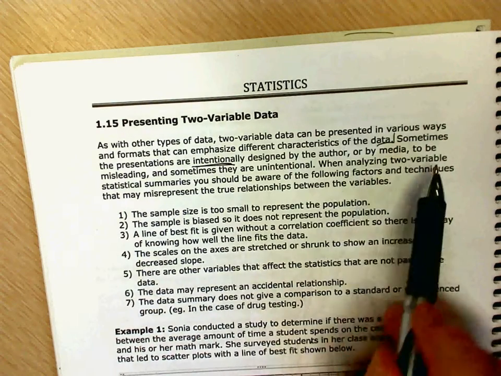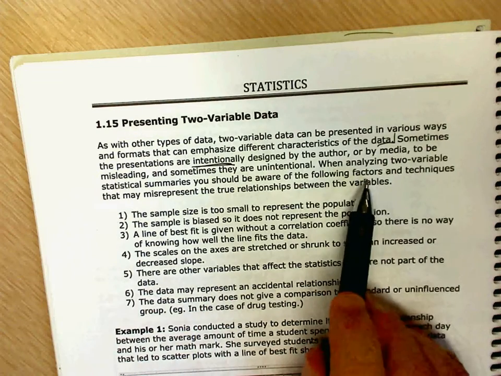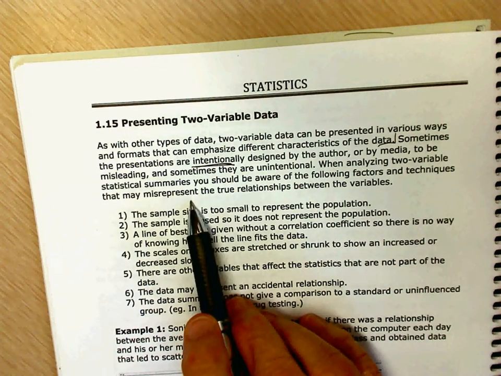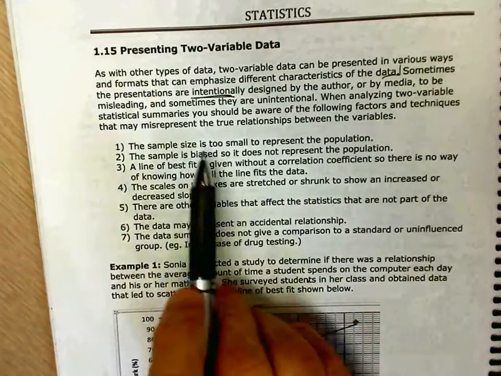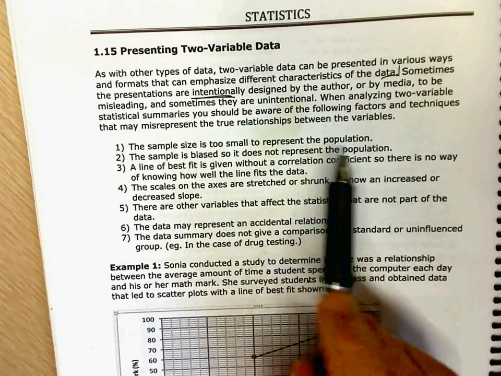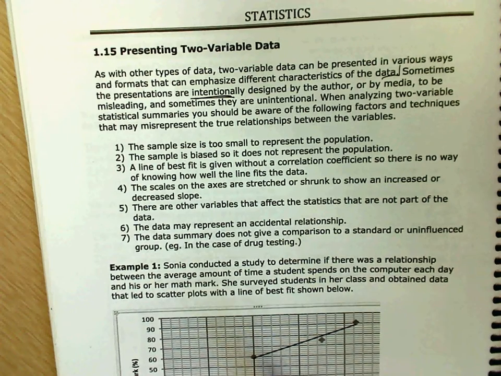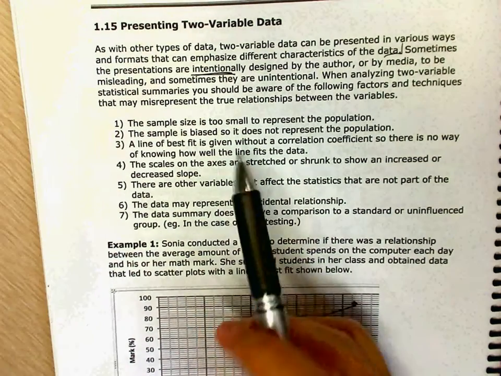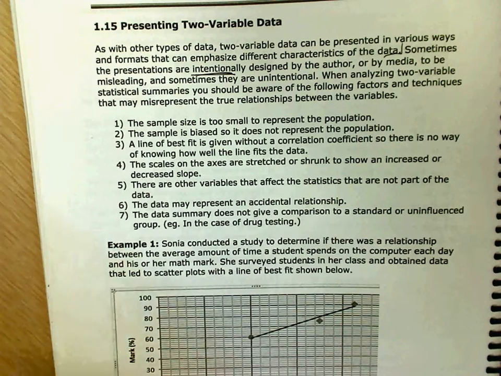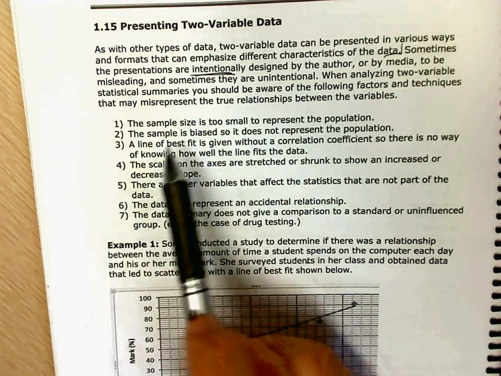When analyzing two variable statistical summaries, you should be aware of the following factors and techniques that may represent true relationships. Sample size is too small to represent the population. Look at this sample: 1, 2, 3. That's a sample? That's not a sample. The sample is biased, so it does not represent the population. Somebody might just have picked their friends or something.